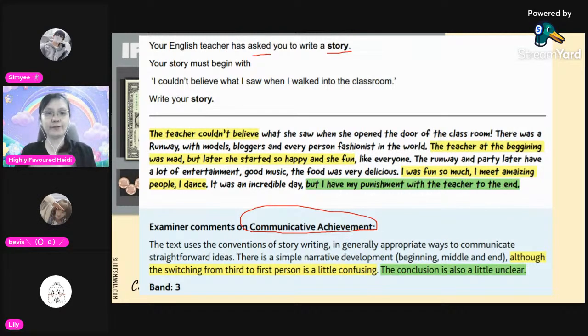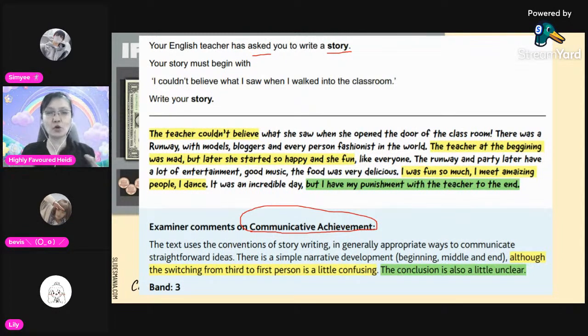Okay, so if this writer is able to communicate, although the switching of the third person and the conclusion is a little unclear, if this writer is able to do that, she'll still score CA 5. Okay, but you can see that the communication part is a bit off because we do not know which person this writer is referring to. That's why it's the third person to first person.